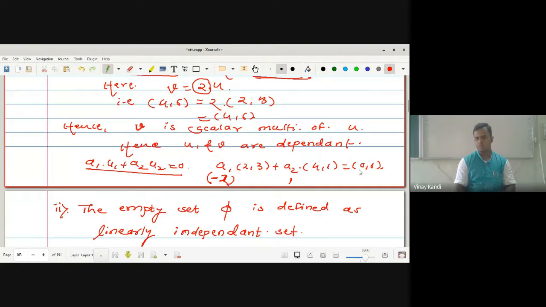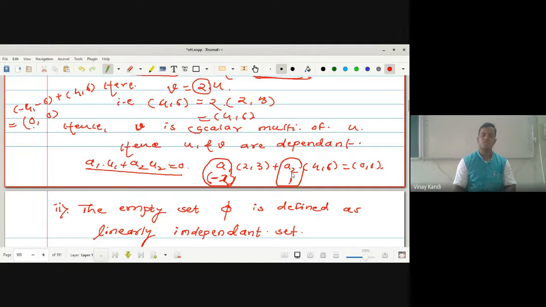Does this equation hold? Look here. Minus 2 into 2 and 3, what do we get? Minus 4 and minus 6. Plus A2 is 1, so we get 4 and 6. What is the answer? Minus 4 plus 4 is 0, minus 6 plus 6 is 0. Is it correct? So here A1 is non-zero, and A2 is also non-zero.